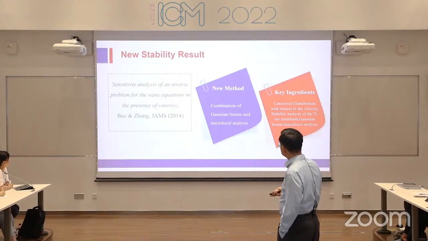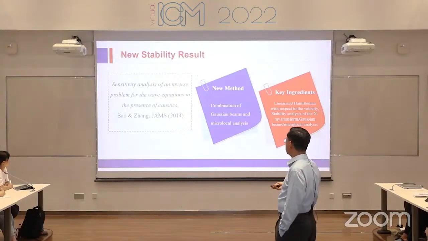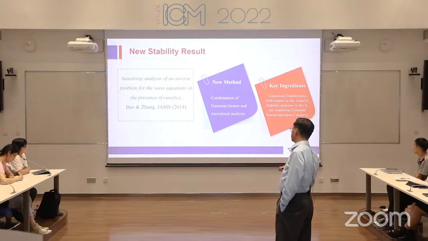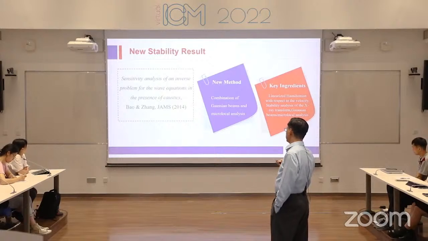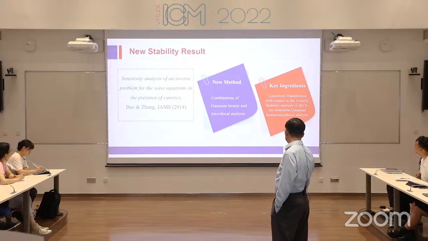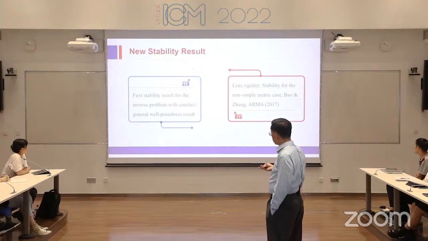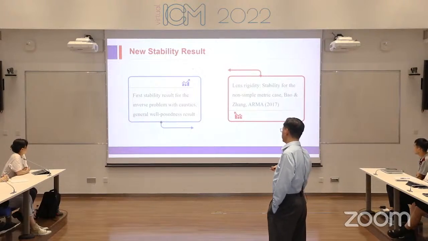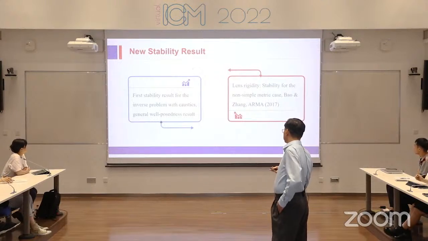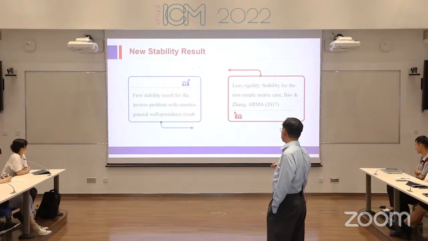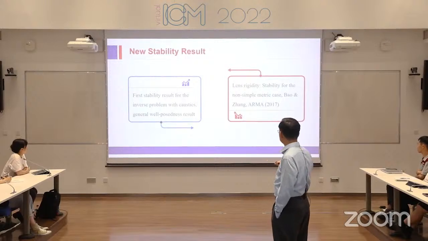By using a combination of Gaussian beams and microlocal analysis, we proved the following stability results for the inverse problem of the wave equation in the presence of caustics. And these are some of the technical ingredients of the proof. The result is the first stability result for the inverse problem of the wave equation with caustics. We further extended the result to study the lens rigidity problem in differential geometry, and obtained the first stability result for the non-simple metric case.